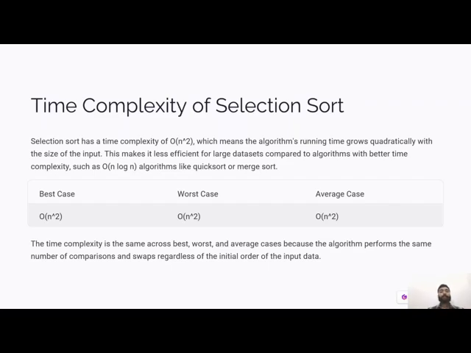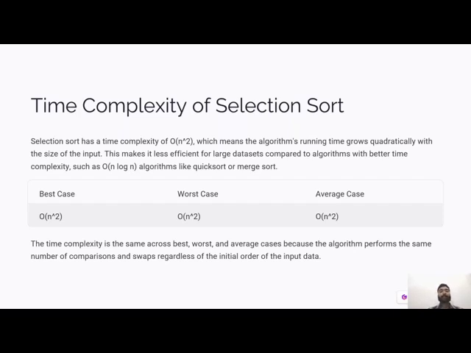So, what is time complexity? And we can see there are three cases: best case, worst case, and the average case. Now, what is the best case for the selection sort? N raised to power 2. And what is the worst case? Worst case is also the same, average case is also the same.